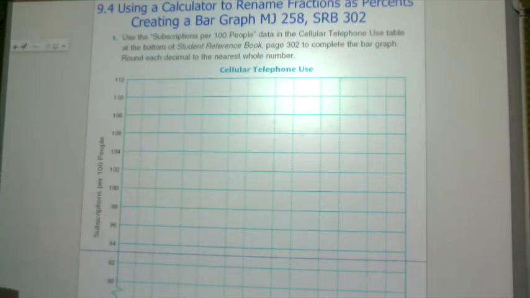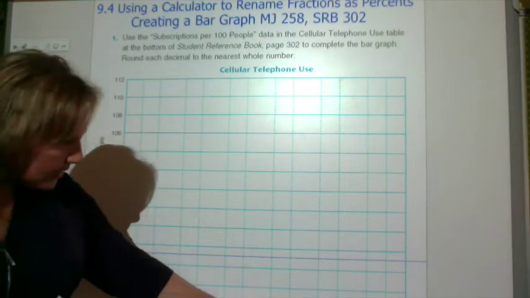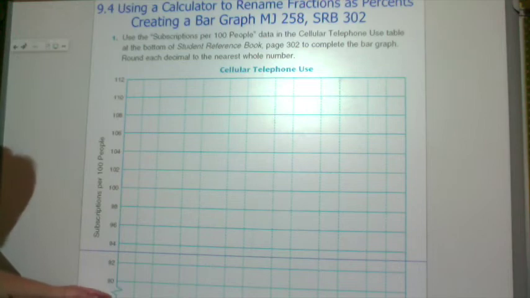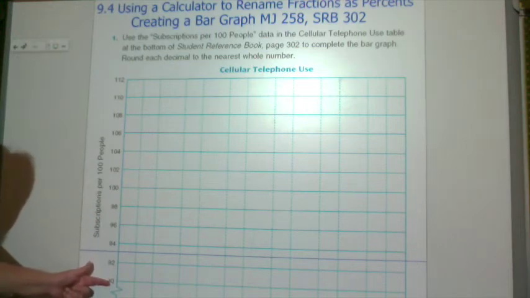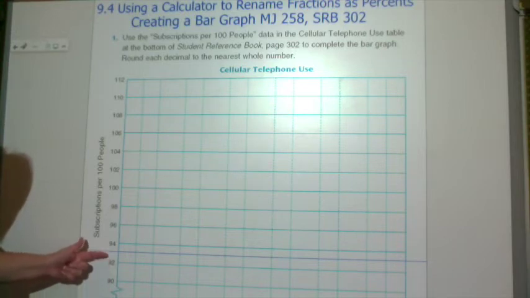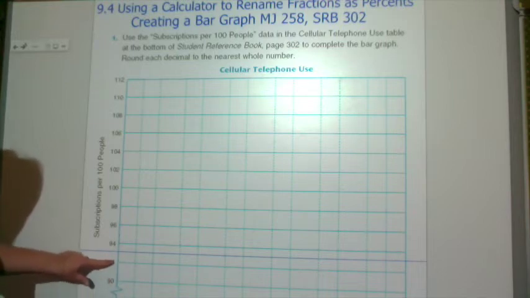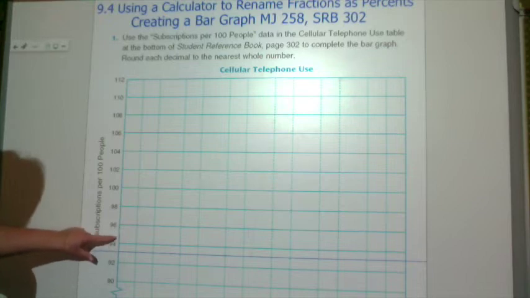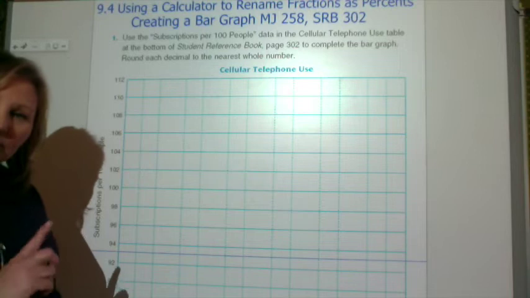Let's look at our axes. We have the name of the country down here at the bottom. We have the subscriptions per 100 people on the side. Looks like they go by twos, 90, 92, 94, 96, 98, 100. That means in the middle here, in between of those, then they're counting by ones. So this would be 90, 91, 92, 93, 94, 95, 96, 97. You get the gist. So please complete that.